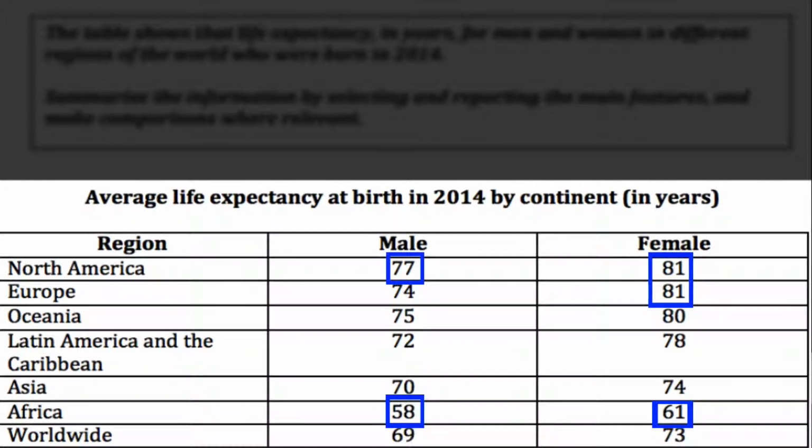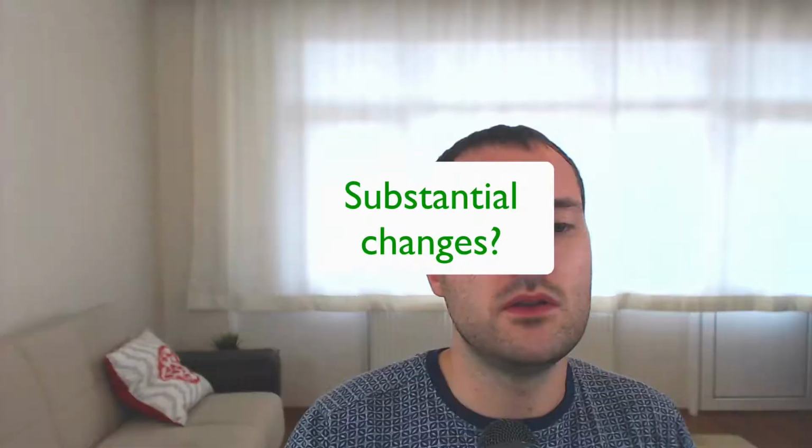That should be simple enough, but I recommend you do this on the actual exam paper itself. You won't be marked for it, or the examiner may not even see it, so it's absolutely fine to take notes on the actual exam paper. The third question is, has there been any substantial changes within a particular category? Now, we have many different categories in this table.